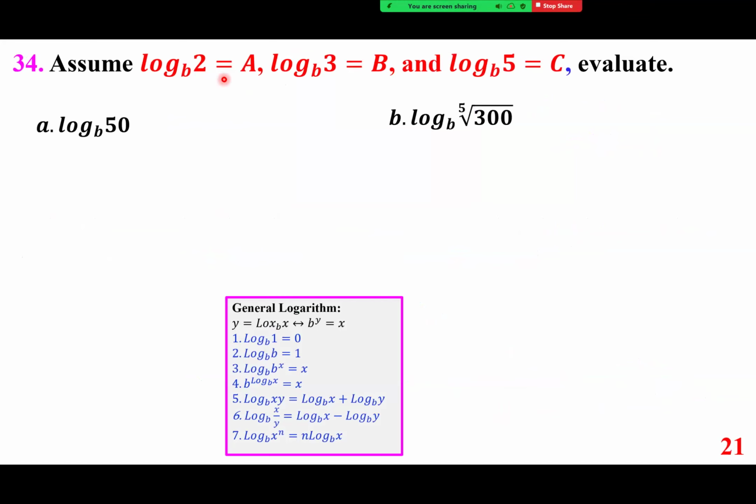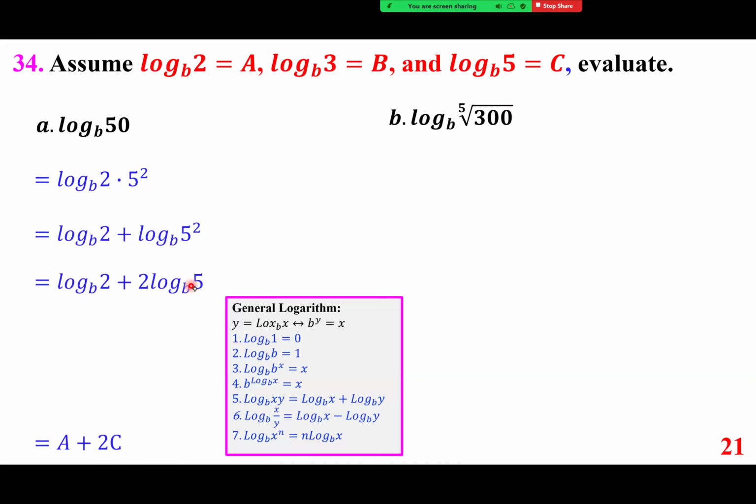Assume log 2 base b is a, log 3 base b is b, and log 5 base b is c. We want to evaluate log 50 base b and log of the fifth root of 300. You have to factor the numbers such that they involve the numbers that are given: 2, 3, and 5. I hope you know 50 is 2 times 25, therefore 2 times 5 squared. So this is log of 2 plus log of 5 squared, and 2 becomes the coefficient. And now you can say, this is a, this is 2 times c, and you're done.